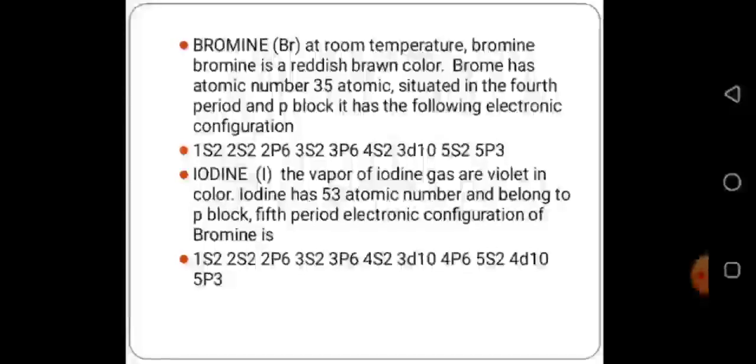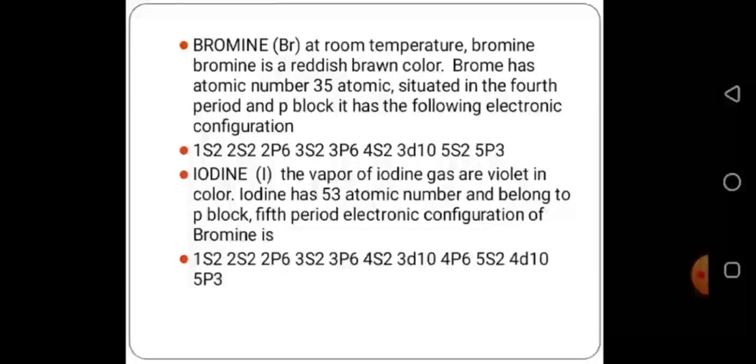Then let's see bromine at room temperature. Bromine is reddish brown color. That means bromine is also colored. Bromine has atomic number of 35, situated in the 4th period and P block. It has the following electronic configuration: 1s2, 2s2, 2p6, 3s2, 3p6, 4s2, 3d10, 4p5, and that is bromine.